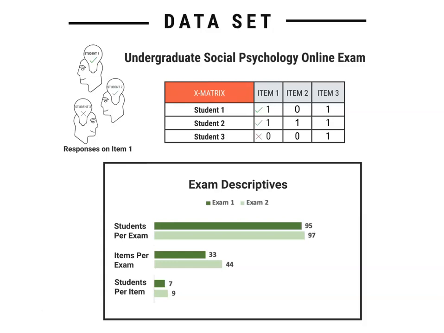For exam 1, we included items with between 3 and 12 student responses, and the average number of responses per item on exam 1 was 7. For exam 2, we included items with between 2 and 14 student responses, and the average number of responses per item on exam 2 was 9. Exam 2 had more questions than exam 1, 44 versus 33 respectively, but both exams included approximately the same number of examinees.